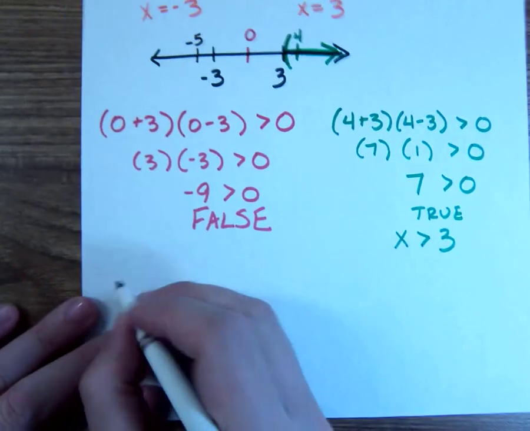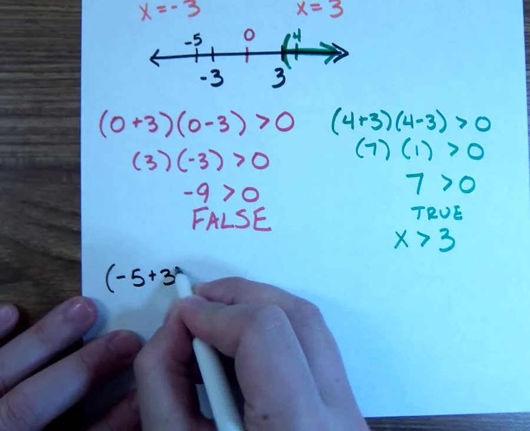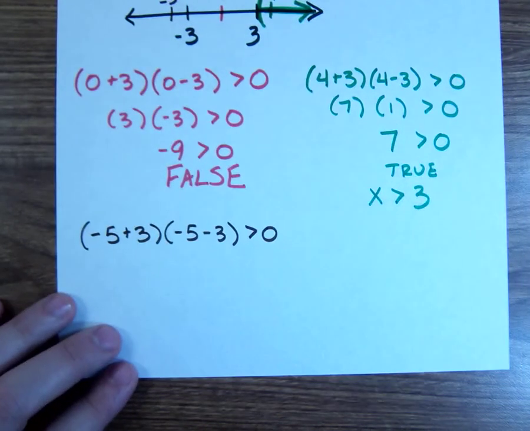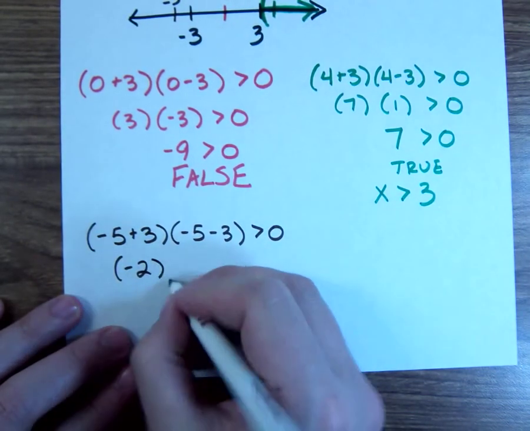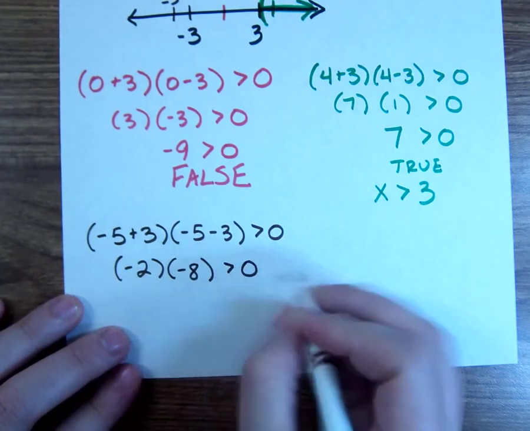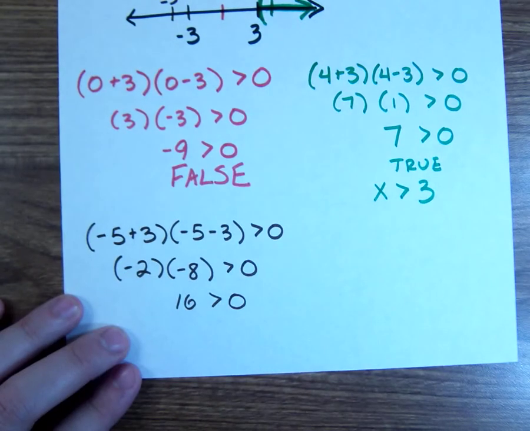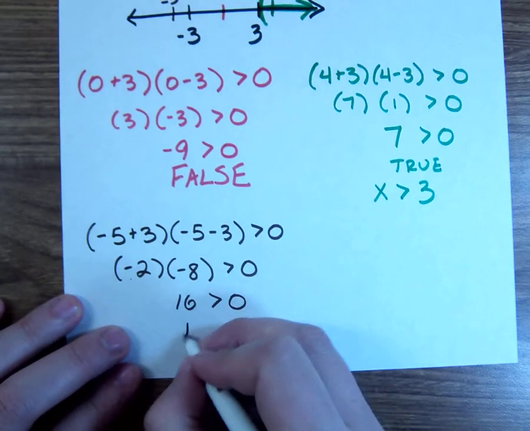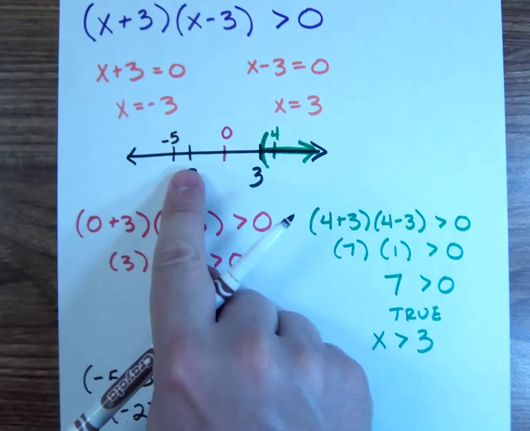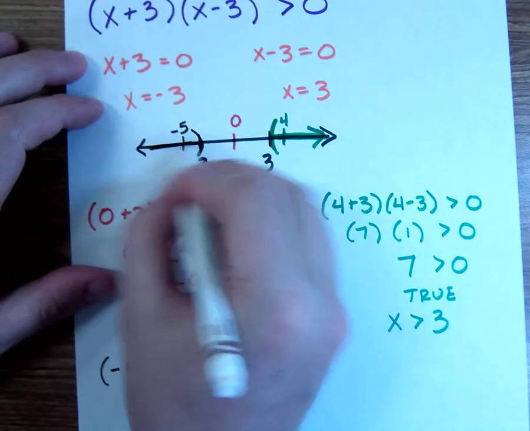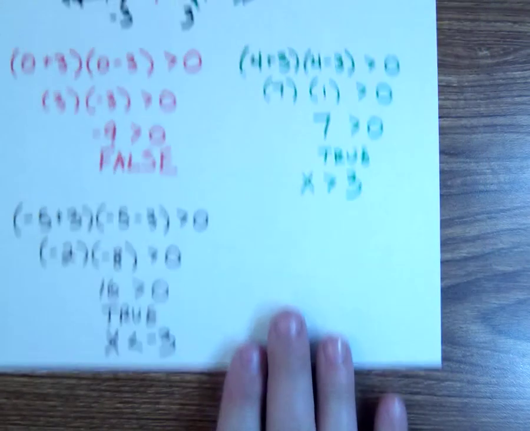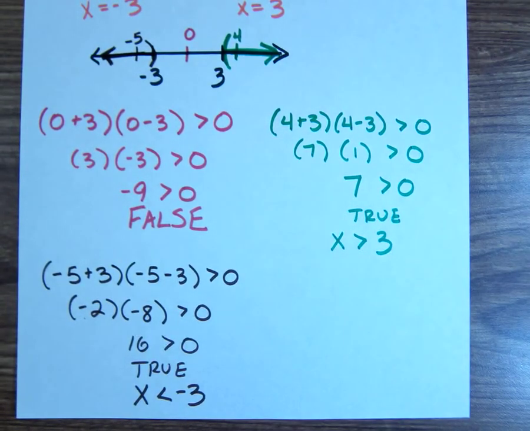I can pick any number I want to, and I replace it in the inequality here. And I solve it just like I did before. Negative 5 plus 3 is negative 2. Negative 5 minus 3 is negative 8. And negative 2 times negative 8 is 16. Just 16, because it's a negative times a negative. Oh, true. That's true. Which means that this section right here is also included in my answer. Numerically, what that means is x is also the numbers that are less than negative 3. And that's how you solve an inequality.